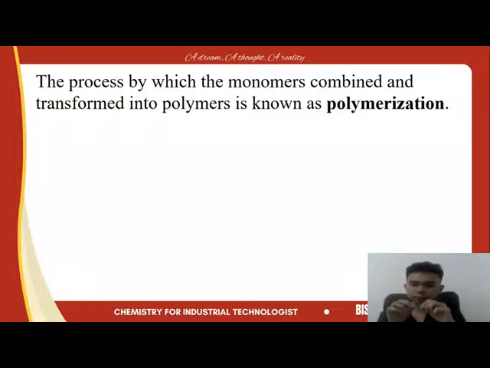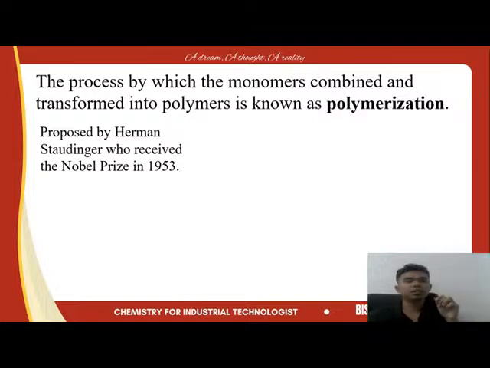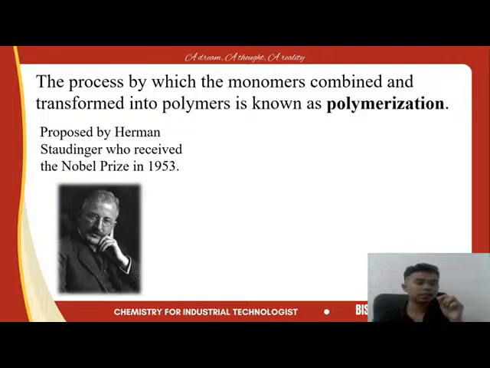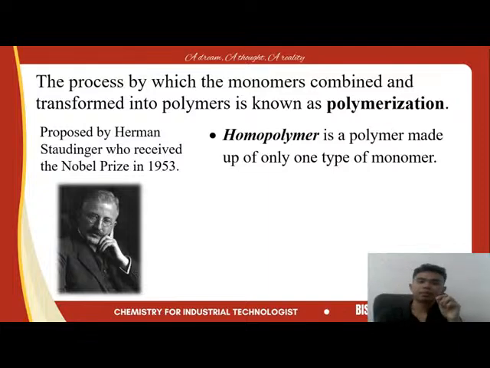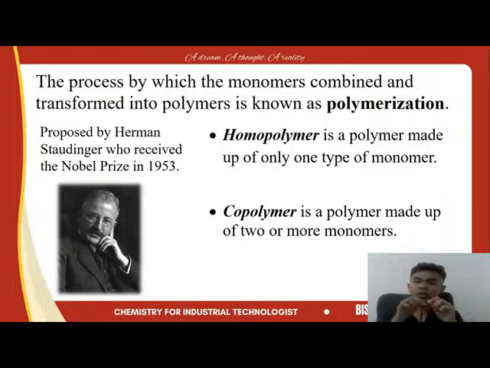Okay, so this idea of polymerization was proposed by this person, Hermann Staudinger, who received the Nobel Prize in 1953. Okay, so this is the picture of Mr. Hermann Staudinger. So he is the person who proposed polymerization. Okay, so according to Mr. Herman, there are two types of polymer. So we have the homopolymer and the copolymer.